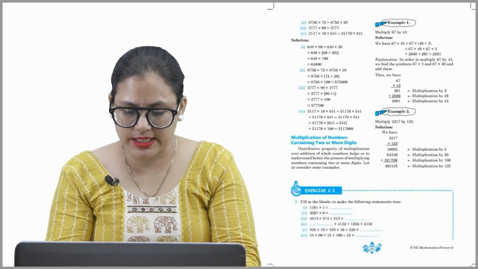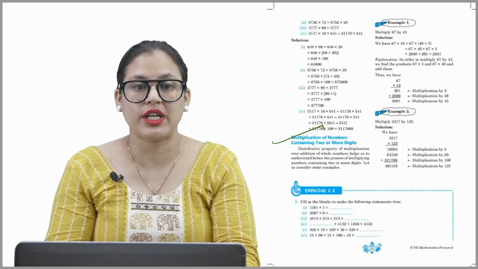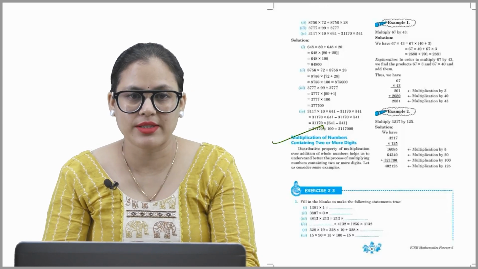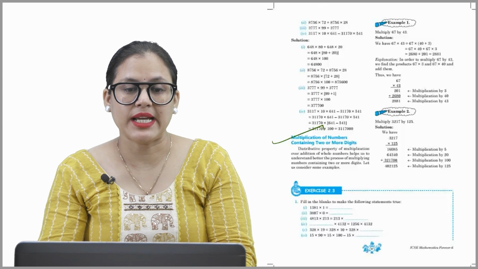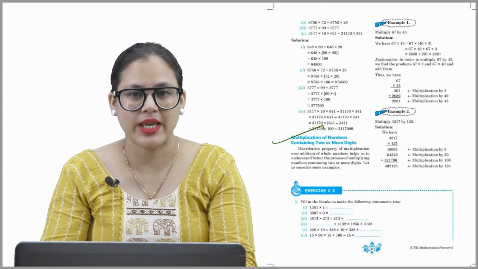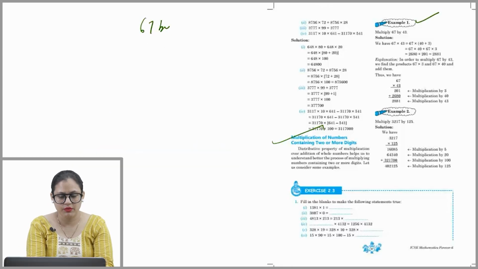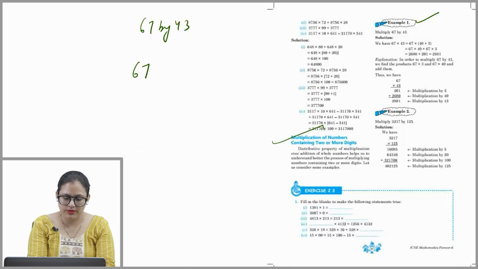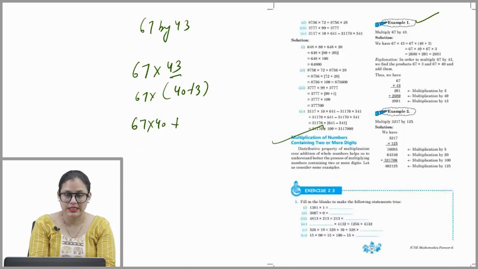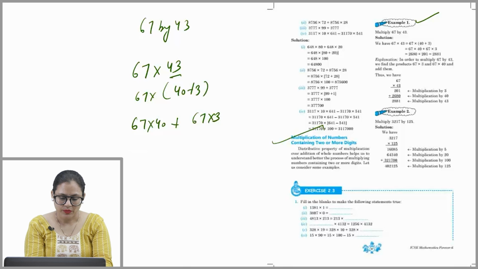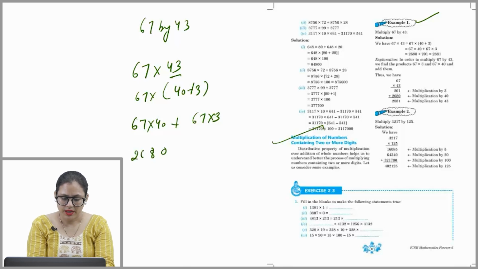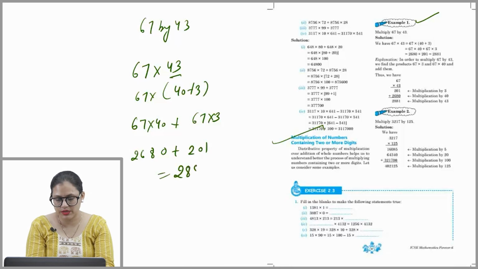Multiplication of numbers containing two or more digits. The distributive property of multiplication over addition of whole numbers helps us to understand better the process of multiplying numbers containing two or more digits. Let us consider some examples. Example 1, multiply 67 by 43. We can write 43 as 40 plus 3. 67 into 40 plus 67 into 3. So what will you get here? 67 into 3 is 201, and after adding you will get 2881.